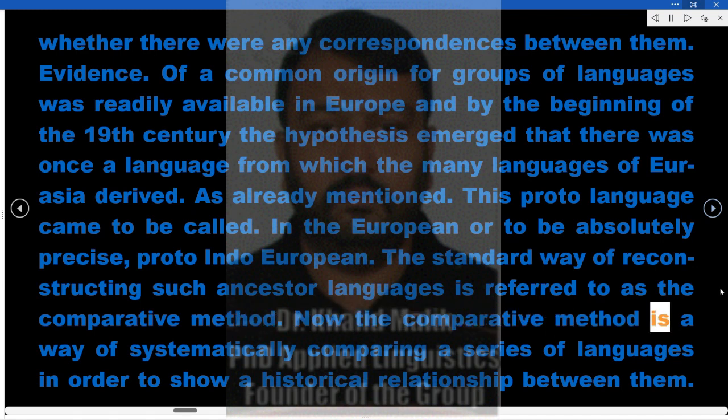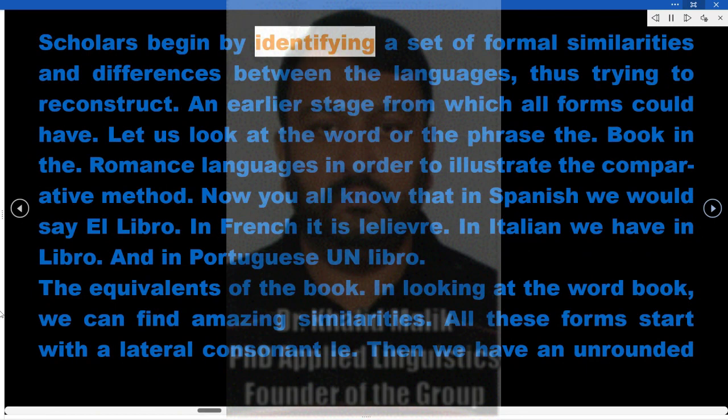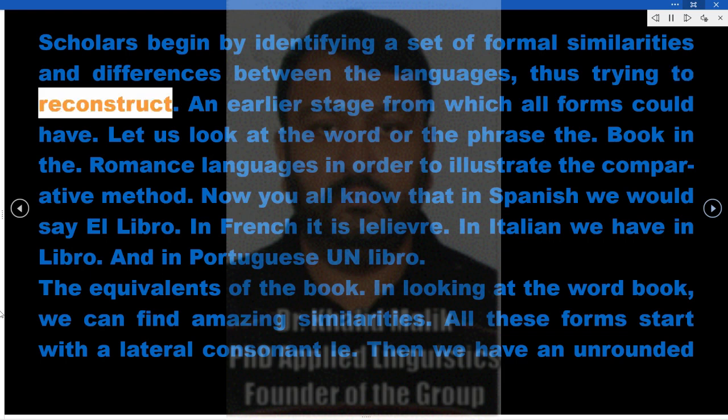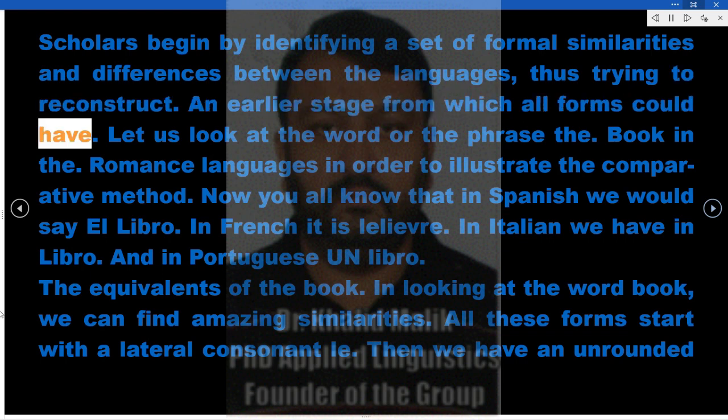Now, the comparative method is a way of systematically comparing a series of languages in order to show a historical relationship between them. Scholars begin by identifying a set of formal similarities and differences between the languages, thus trying to reconstruct an earlier state from which all forms could have derived. Let us look at the phrase "the book" in the Romance languages in order to illustrate the comparative method. Now you all know that in Spanish we would say "el libro". In French it is "le livre". In Italian we have "il libro". And in Portuguese "o livro". The equivalents of "the book".